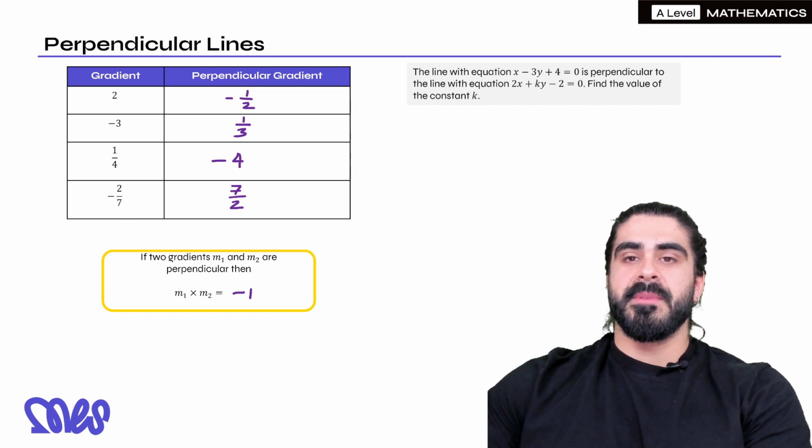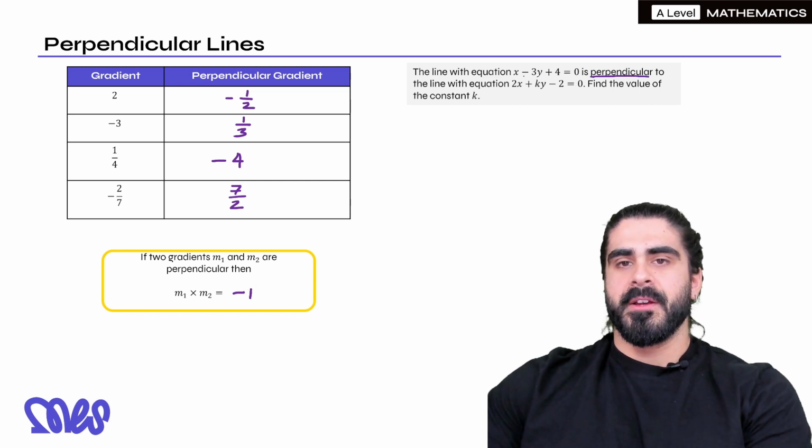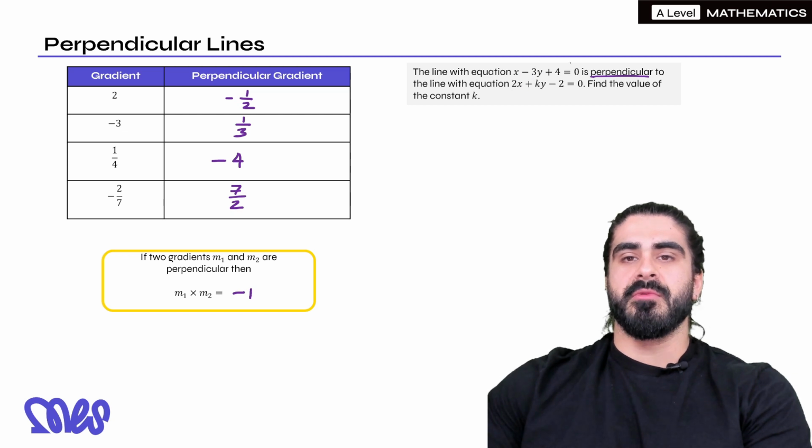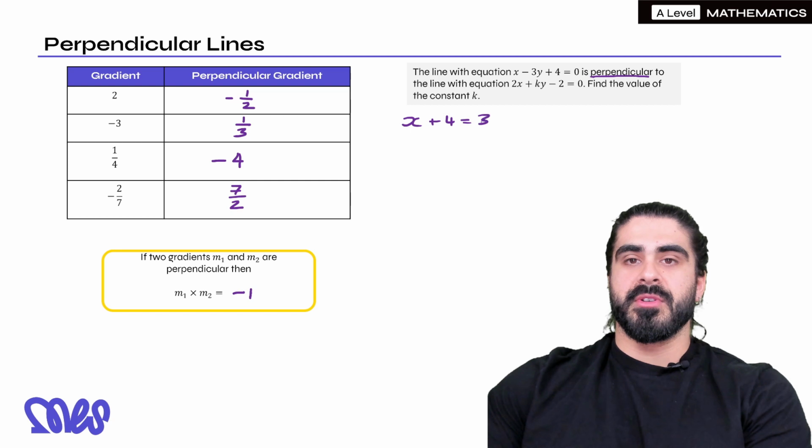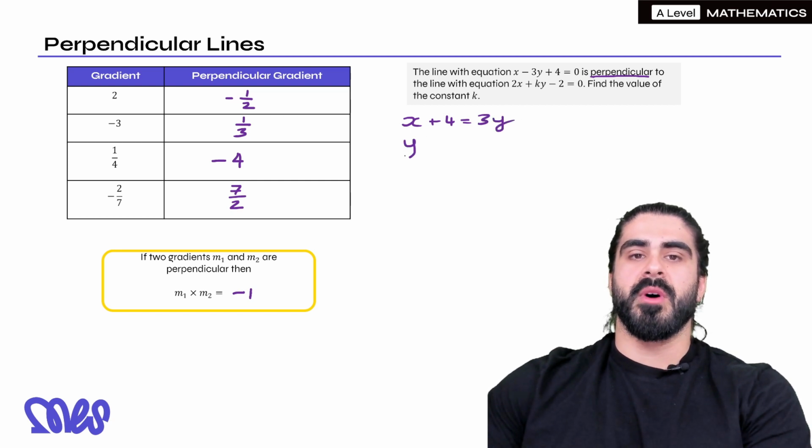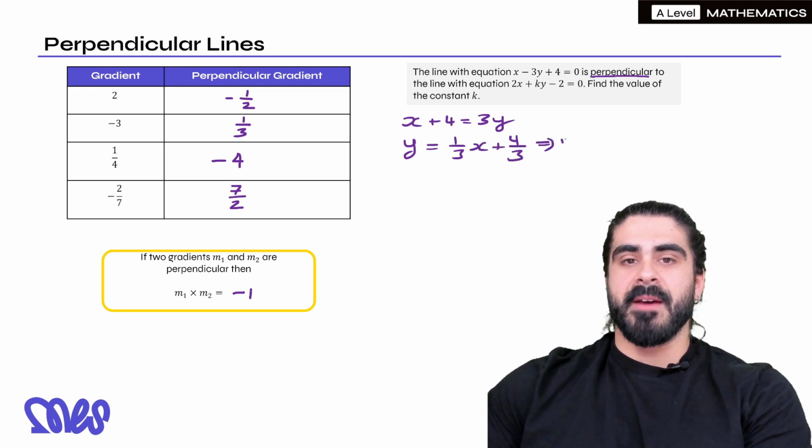So for them to say it's perpendicular, we're focusing on the gradients. For both lines, we need to work out what the gradients are. For the first one, we need to move the 3y to the other side. We'd get x plus 4 equals 3y. Then we divide through by 3. So y would be 1/3 x plus 4/3. So the gradient here, I'm going to say m1, is 1/3.